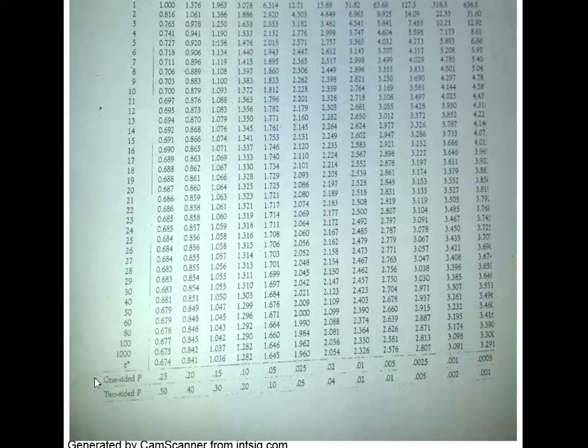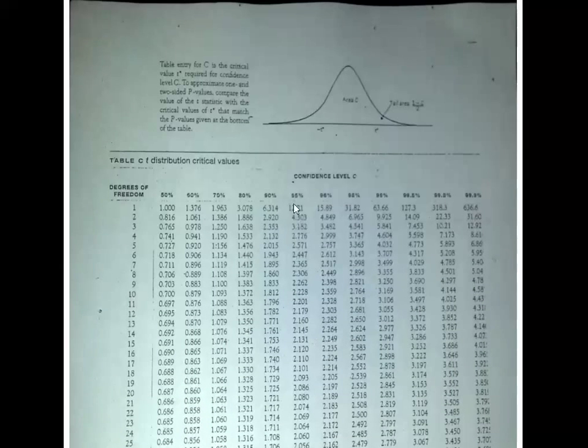Also, I'm going to point out here at the bottom, and this is going to come more in handy in our next section, that you have one-sided P and two-sided P listed. What this means is what the area would be in one tail. So for example, when we were looking at the 95%, that's 2.5% in one tail for a sum total of 5% for the two tails, which goes with 95% in the middle, which is our confidence level.